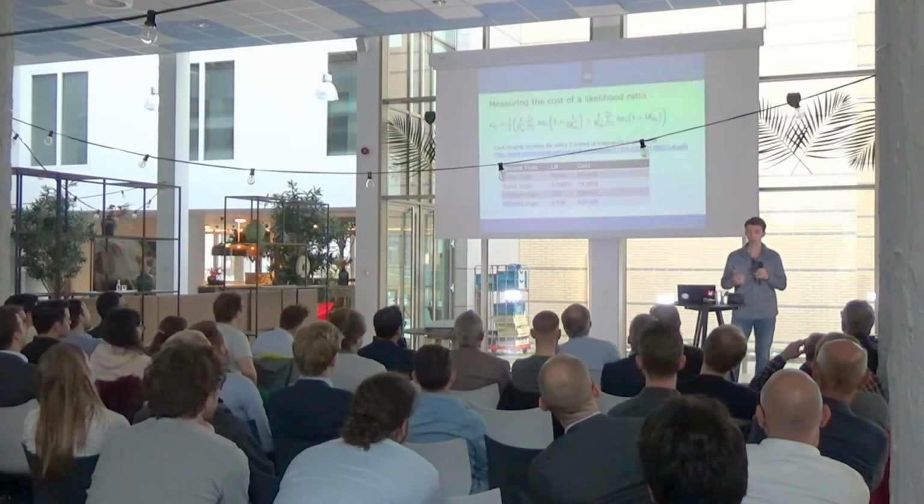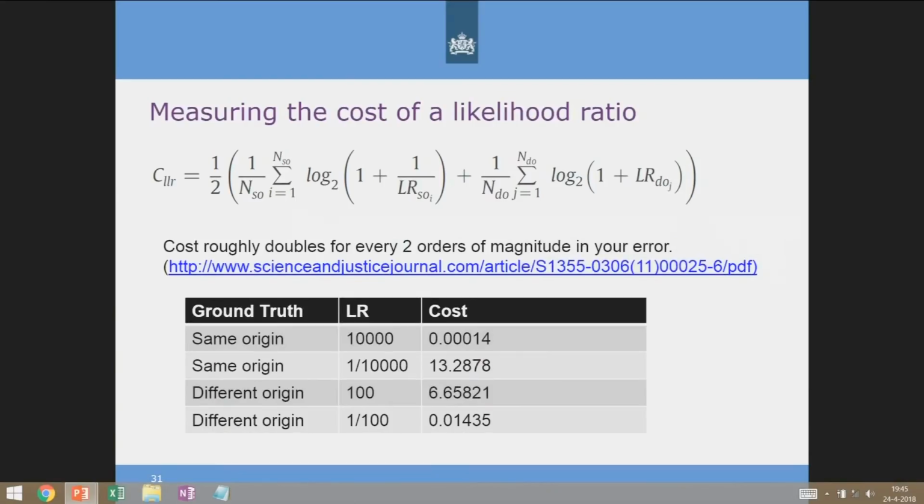You may also be interested in measuring the cost of a likelihood ratio. So let's assume that you have a likelihood ratio system and you're tuning it. You'd like to ideally express its quality in a single number. There's a fairly common method for this. It's called the log likelihood ratio cost.